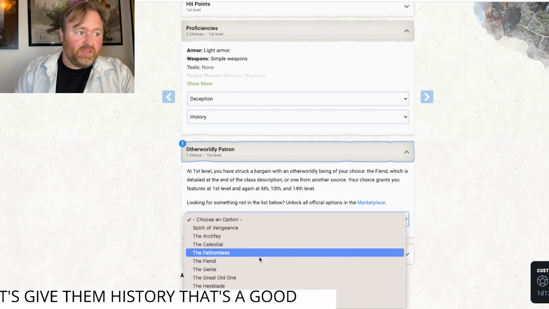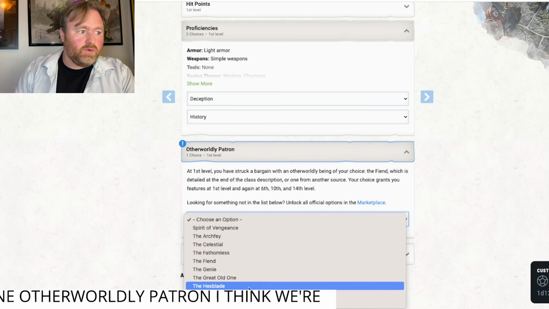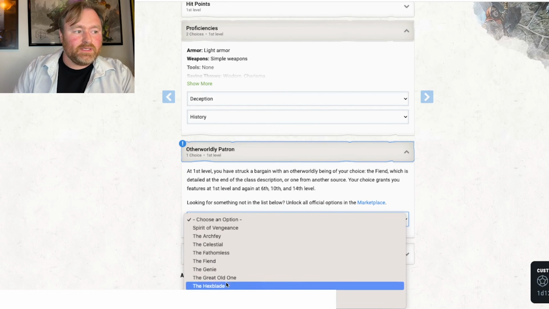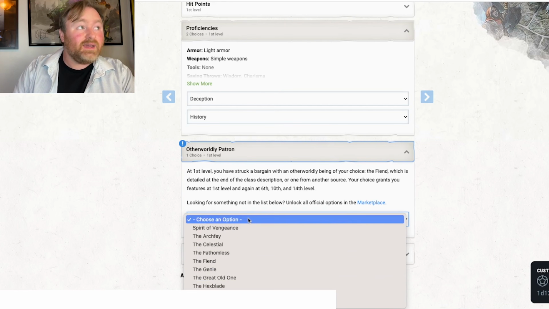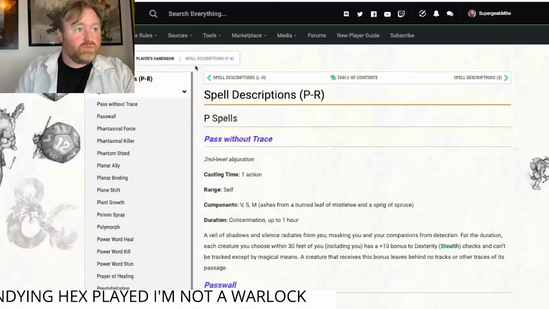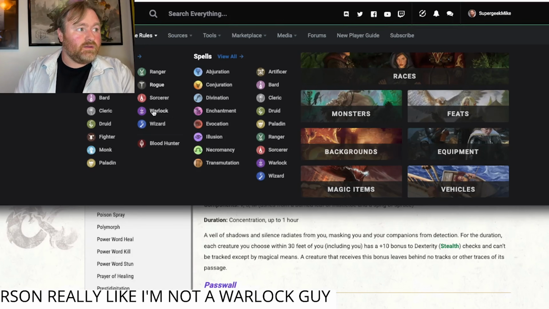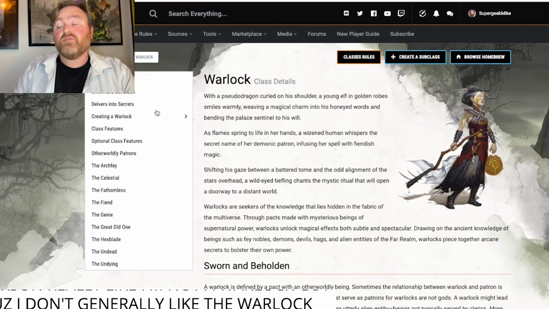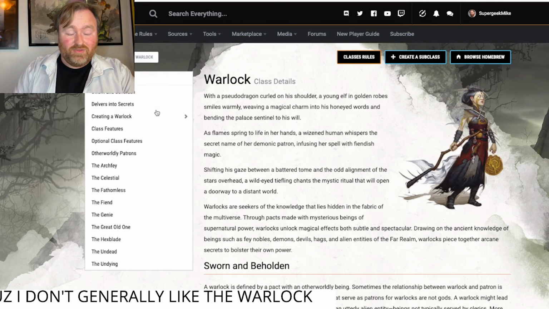Otherworldly patron, I think we're probably gonna go... Yeah, there's a bunch of options here. Great Old One, Undying, Hexblade. I'm not a Warlock person, really. I'm not a Warlock guy, because I don't generally like the Warlock. I love the theming of the Warlock. I don't like having so few spell slots.